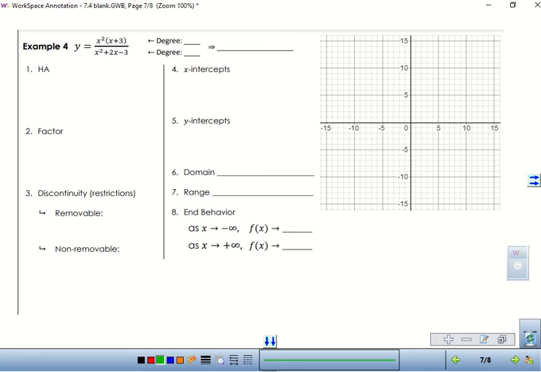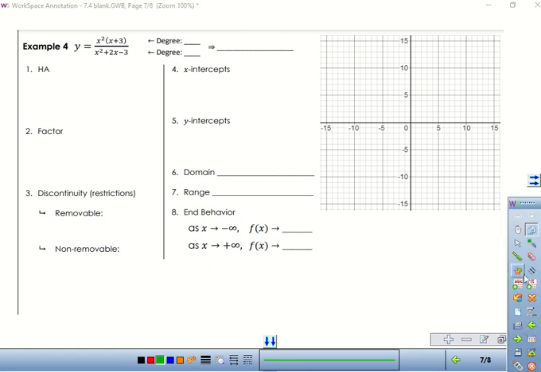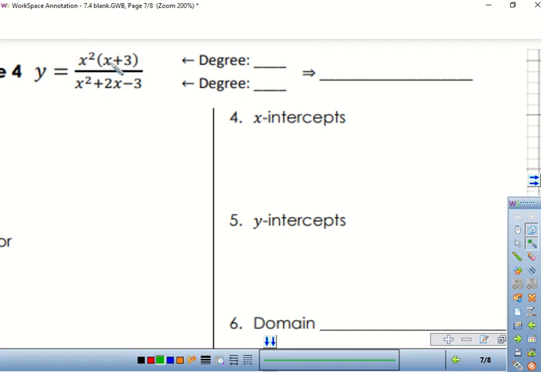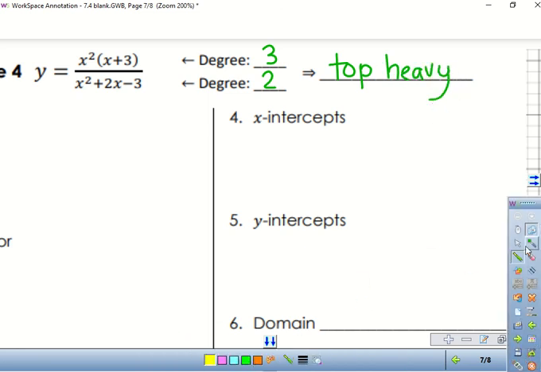All right, so the next one we're going to be looking at is example 4, and we have to determine the degrees. This one can be a little bit tricky to determine the degree of. So what happens if you were to distribute here on the top? Good, we would get x to the third. And what would happen on the bottom? Well, we can't do anything, so it's just x to the second. So this one is top heavy.